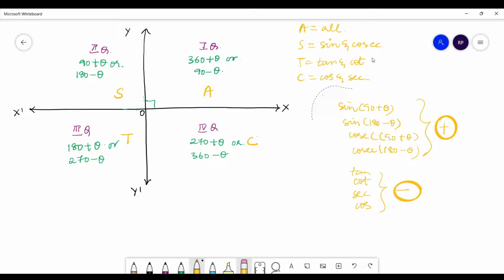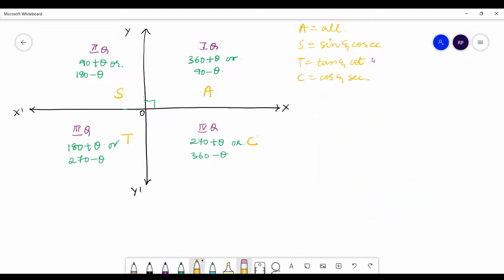Okay, so similarly in the third quadrant, only tan and cot will be positive. Tan of 180 plus theta, positive. Tan of 270 minus theta, positive. Similarly, in the fourth quadrant, only cos and secant are going to be positive. So cos of 360 minus theta, secant of 360 minus theta, cos of 270 plus theta, secant of 270 plus theta, all are going to be positive. Only these four quantities in the fourth quadrant, right? So that is about the ASTC rule, where you will take positive and which function you will take negative. That we have to remember very well.